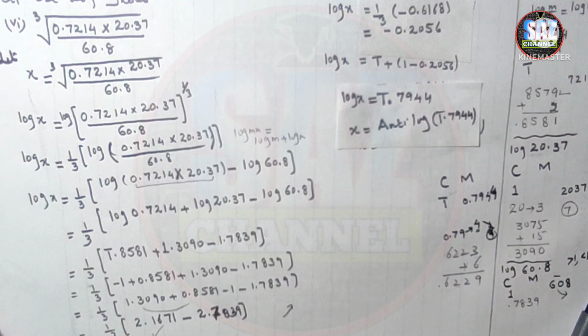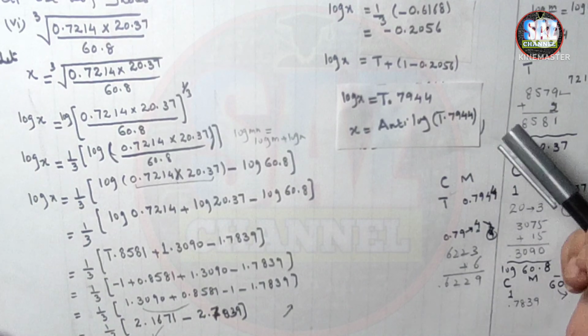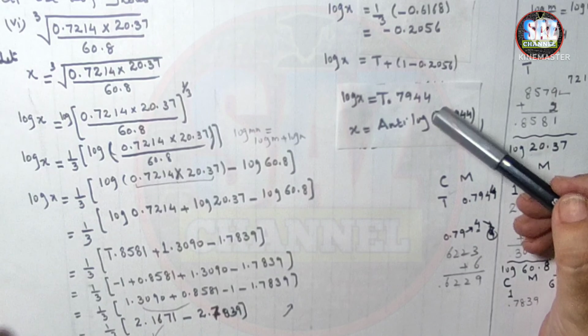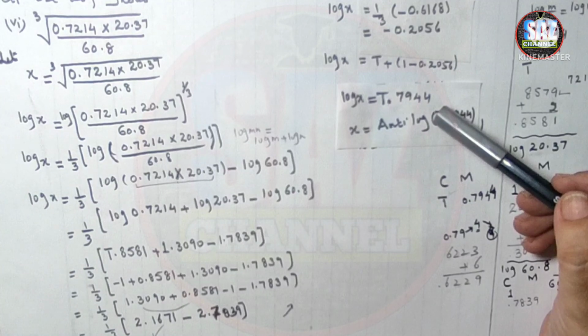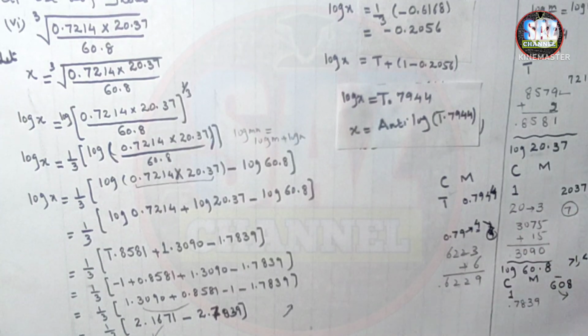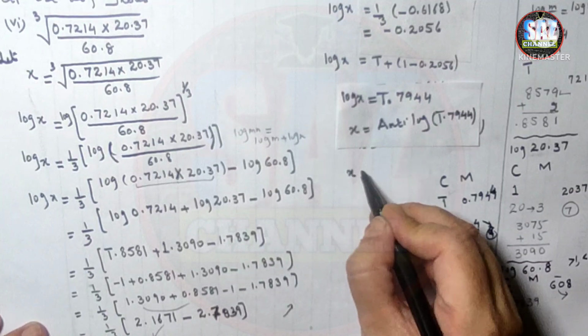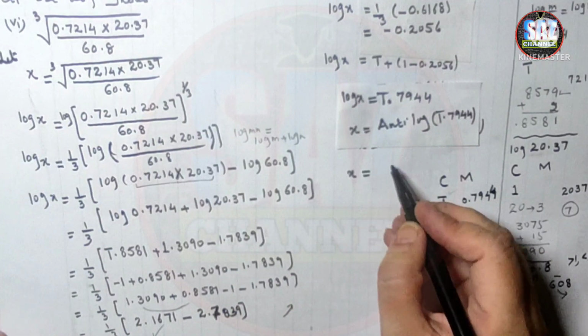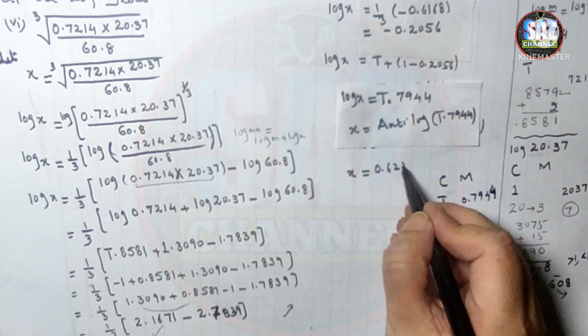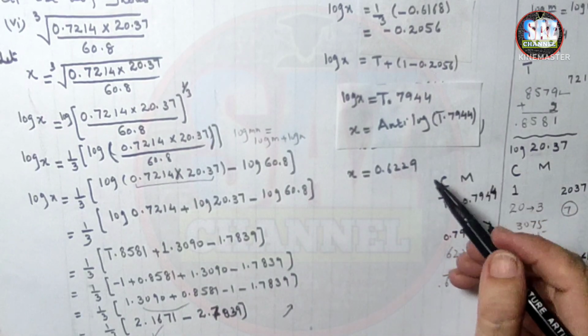as the characteristic is negative. If you have watched my previous lesson, you can recall that for finding the number, characteristics help us in placing the decimal, that is, where the decimal has to be. As the characteristic is -1, that shows that there has to be no 0 after the decimal. So the number will be 0.6229. I hope you are clear about this part.